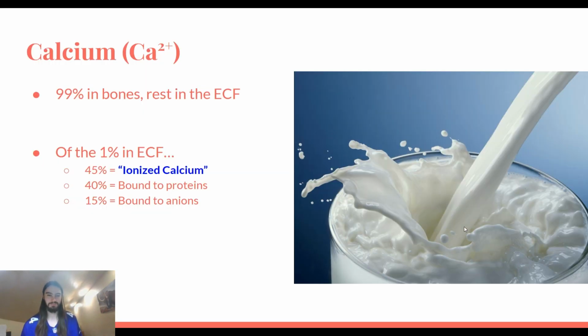All right, now calcium. Most calcium in the body is found in bones. Of the 1% that's not in bones, that is in the extracellular fluid, 45% of it is termed ionized calcium, and that is just calcium that is free and unbound to proteins or other molecules.